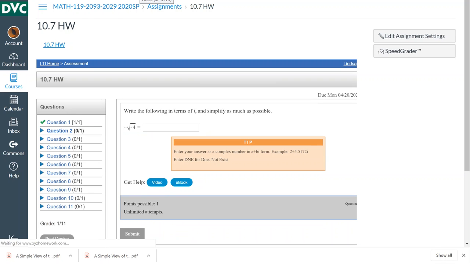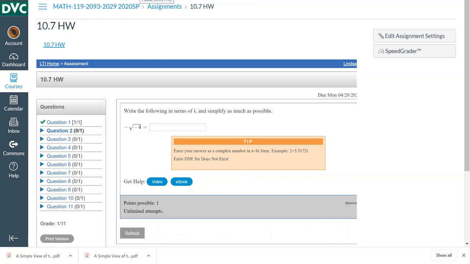Notice on question 2, we have a minus sign in front of the root. That's a negative 1 times everything that comes after. We also have a minus sign underneath the square root of the root. That will result in using that imaginary number i.